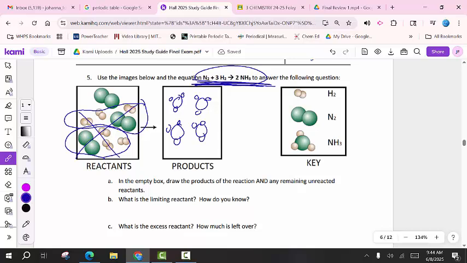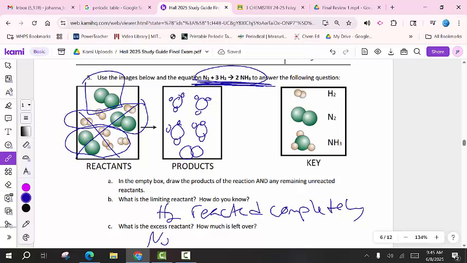So these reacted to form those things that I just drew, and then there's the leftover N2 molecule that I should draw. So the limiting reactant would be the H2 because it reacted completely, there's nothing left over. And the excess reactant is the N2, and there's 1 that's remaining.